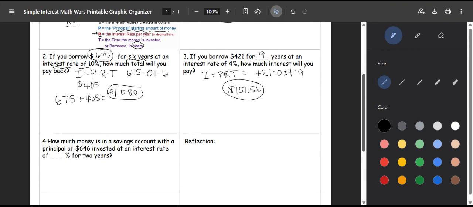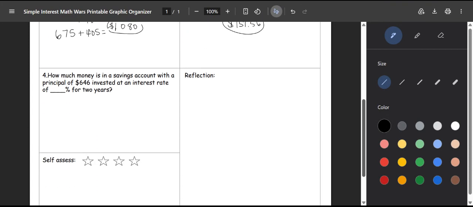Number 4 is another you-do problem. How much money is in a savings account with a principal of $646 invested at an interest rate of 5% for 2 years? So remember to write out your formula. Interest equals principal times rate times time. Pause the video here while you do your calculations and press play when you're ready to come back and check your answer.